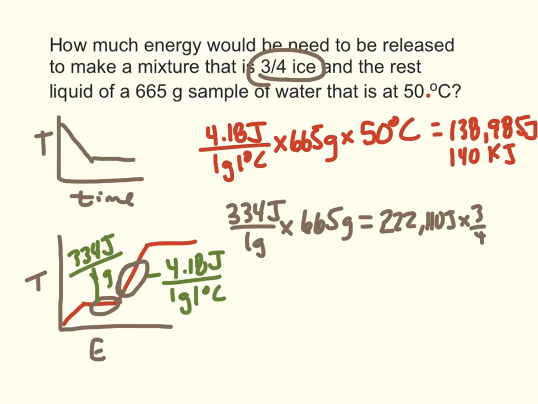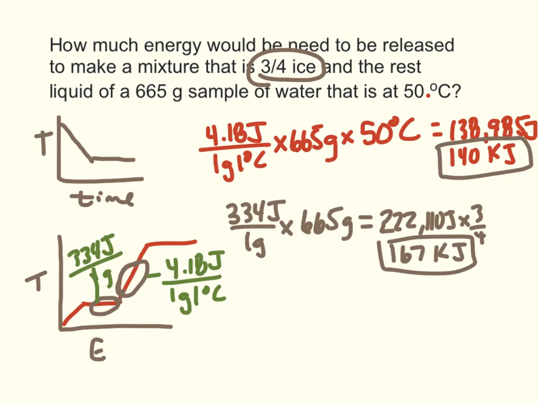166,582.5. I want that in 3 sig figs. That is 167 kilojoules, because remember, I'm changing it over from joules to kilojoules. So that's what I got for that section, to melt or to freeze 3/4 of it. This one up here was to get it down to freezing, and so I have to add those two together to find out my total amount, which it looks like it's going to be 307 kilojoules total that I had.